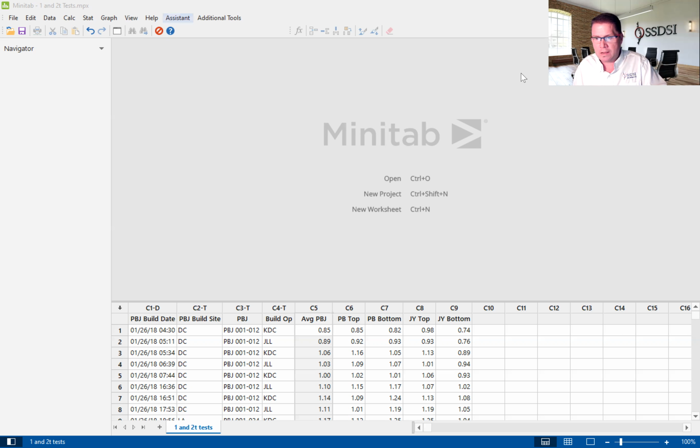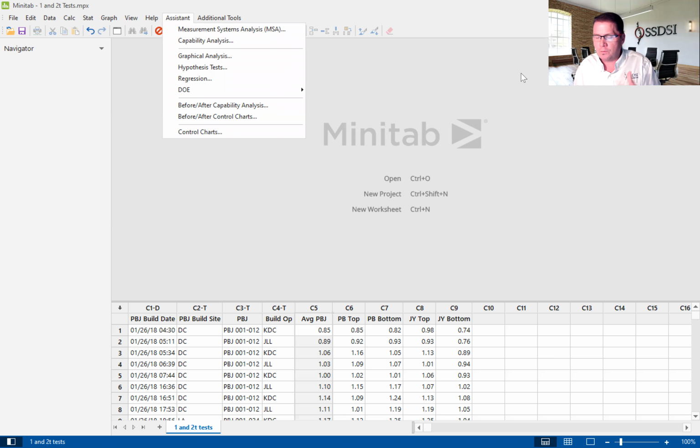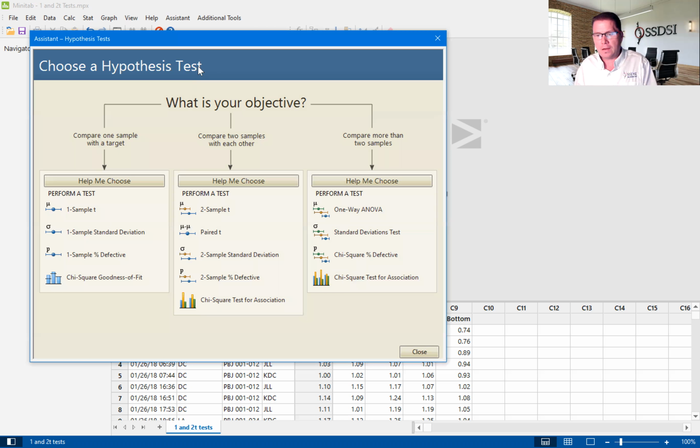Okay, so let's perform the analysis. The 1T test is found in a number of places in Minitab, but we are going to use the Assistant because the Assistant really does the heavy lifting for us. So we'll go into Hypothesis Test. You'll see here there's a dialog box. The Assistant is a great tool because it helps you to understand where to go. So we are comparing one sample with a target. We have a sample T. Basically, we're looking at the central tendency of the average in this case, comparing it to that standard.